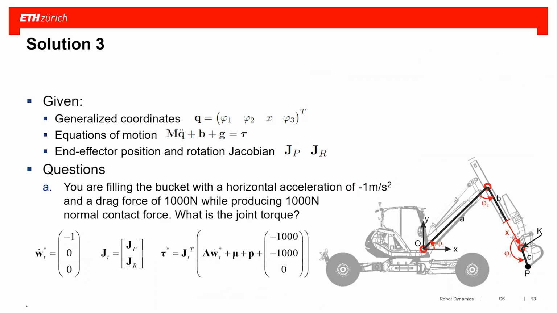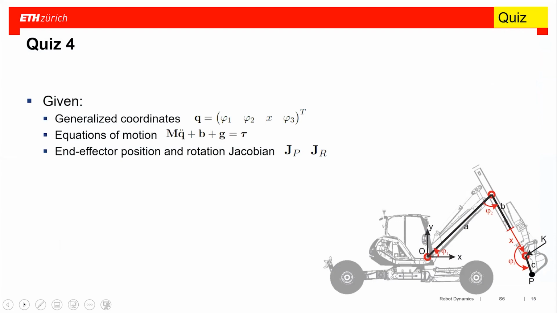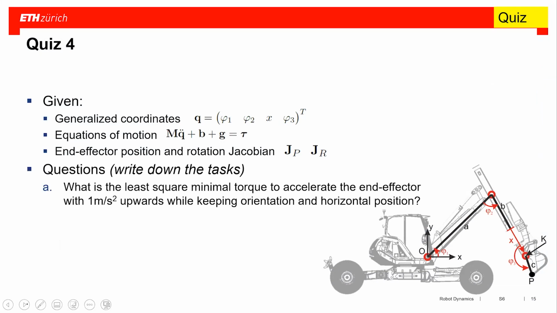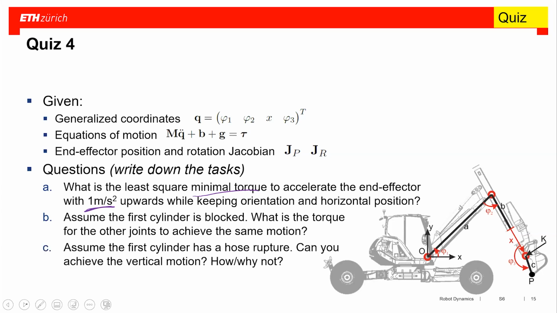All right, then we move on to the last part, which is now, again, same problem, a couple of questions, which is, I want to hear the least square minimal torque in order to accelerate again with a certain acceleration upwards while keeping orientation in horizontal position. And then we have two special cases. First, a cylinder is blocked, and the second one is the first cylinder has a hose rupture.